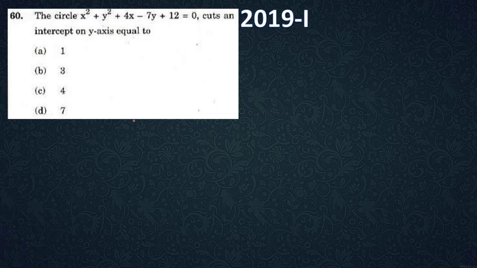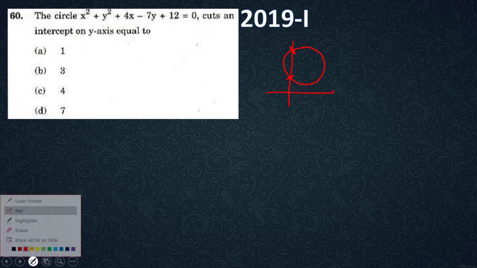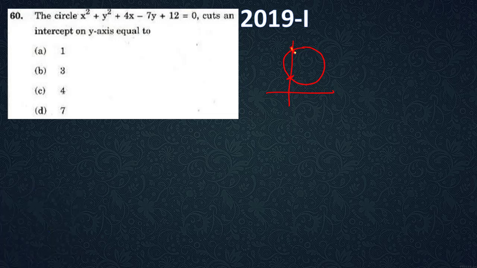See, if your circle is cutting the y-axis, what is the x coordinate at these 2 points? It is equal to 0. The x coordinate is 0 at these 2 points. So substitute x equals 0 in this equation.